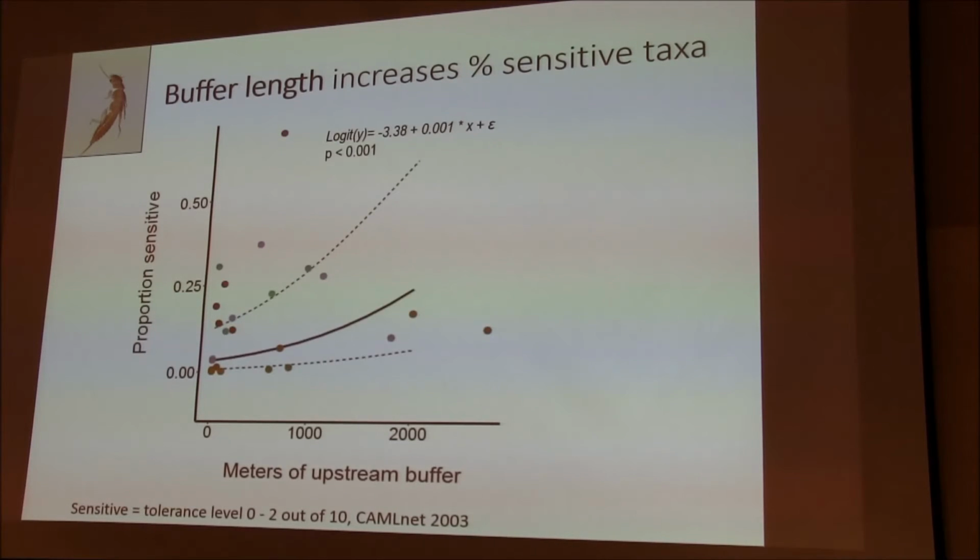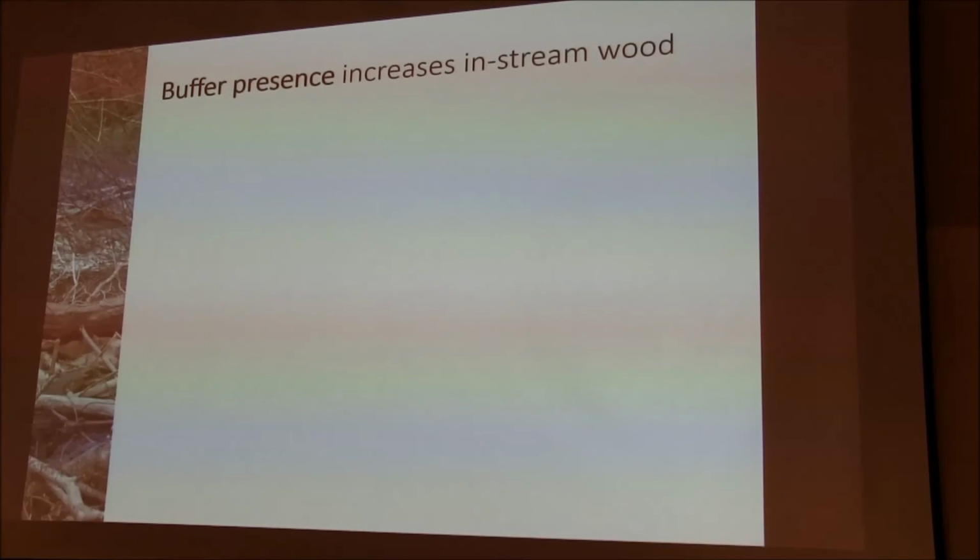And when I fit a mixed-effects model to the 2015 data, I found a significant increase in condition, in percent of sensitive taxa, as you move downstream and have more upstream buffer. I found similar responses for density and temperature. Both density and temperature declined with increasing lengths of upstream buffer. So at least for these three metrics, the length of the buffer does seem to be important.